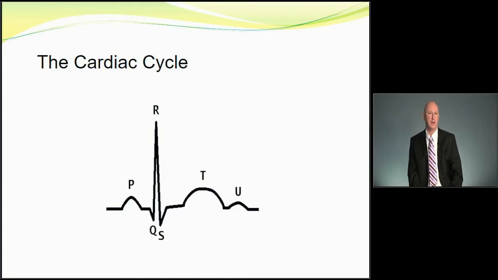We know that P is depolarization of the atrium. And then it is repolarized, it's hidden in that R wave, but that R wave shows depolarization of the ventricles, and then T wave is pretty much the repolarization of the ventricles. So there's your complete cardiac cycle, just as a review as to what we're actually looking at and what is going on with cardiac issues.